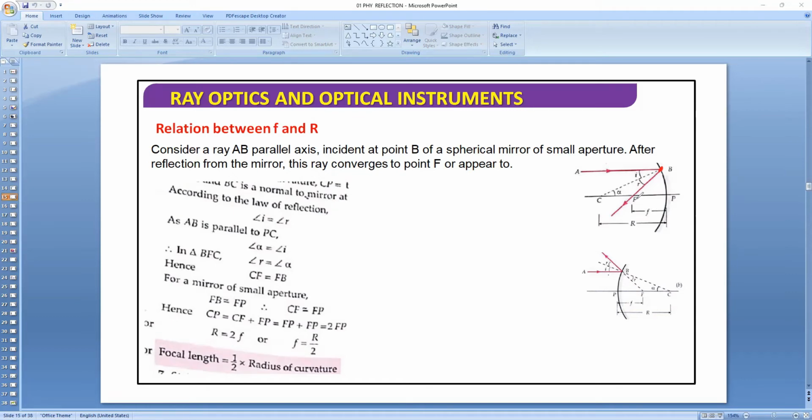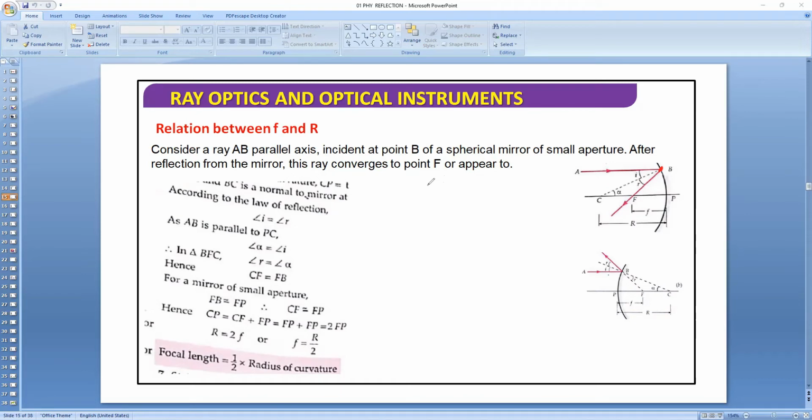Now, the distance between the pole and the focus point is the focal length. Center of curvature to the pole is the radius of curvature. Now, from the center of curvature, we have taken a normal. From the normal to the incident ray is the incident angle, and from the normal to the reflected ray is the reflected angle. Now, this normal makes an angle alpha with the principal axis.